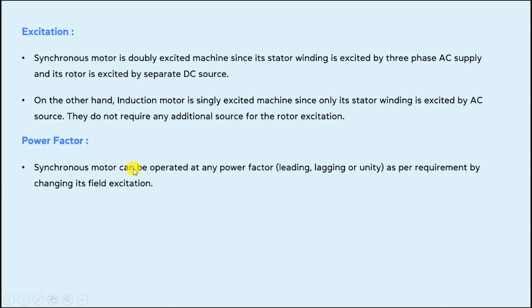Power factor. Synchronous motor can be operated at any power factor, leading, lagging or unity as per the requirement by changing its field excitation. So one advantage of a synchronous motor is that it can be operated at any power factor simply by changing its field excitation. Whereas on the other hand, induction motor always operates at lagging power factor. So this is an advantage of a synchronous motor, that it can be operated at any power factor.